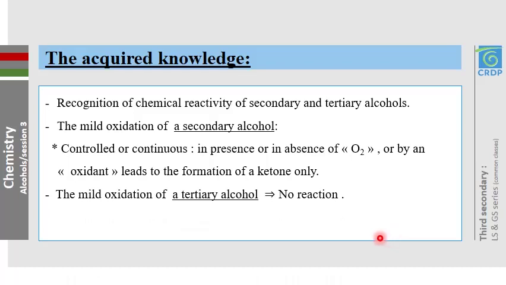So this is the end of mild oxidation. Secondary alcohols can undergo mild oxidation to give us ketones, and tertiary alcohols cannot react at all with oxidizing agents.